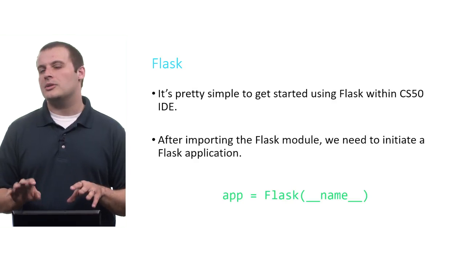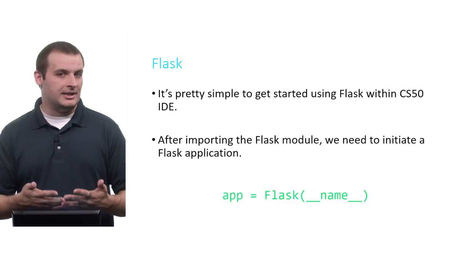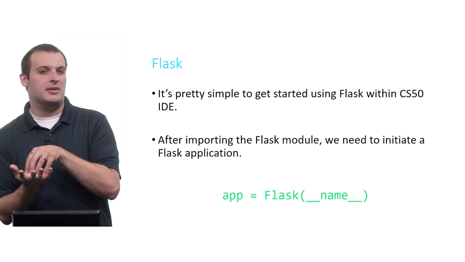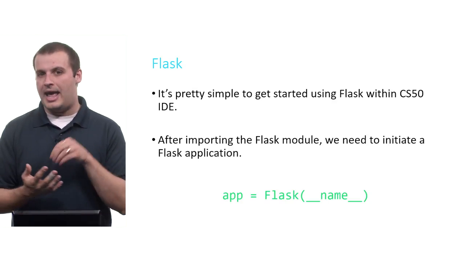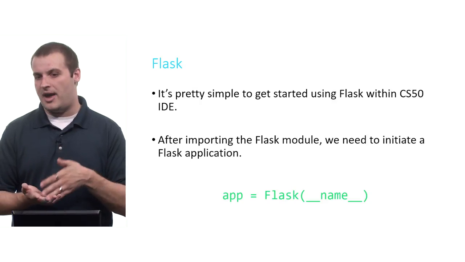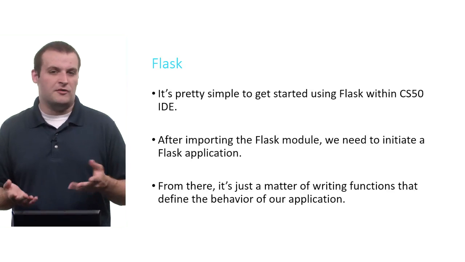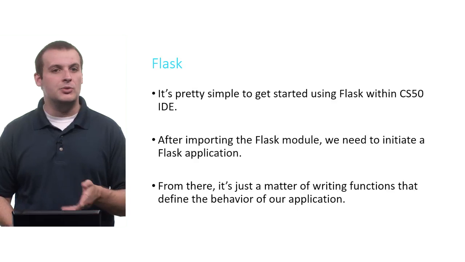Underscore underscore name underscore underscore is just the name of the file. So basically, this is creating a Flask application based on whatever file this line of code appears in, which again is always going to be generally application.py. So it's basically creating an app, a Flask application, from the application.py file. And then from there, we just have to write functions, which we're familiar with doing in Python, to define the behavior of our application when we do different things.